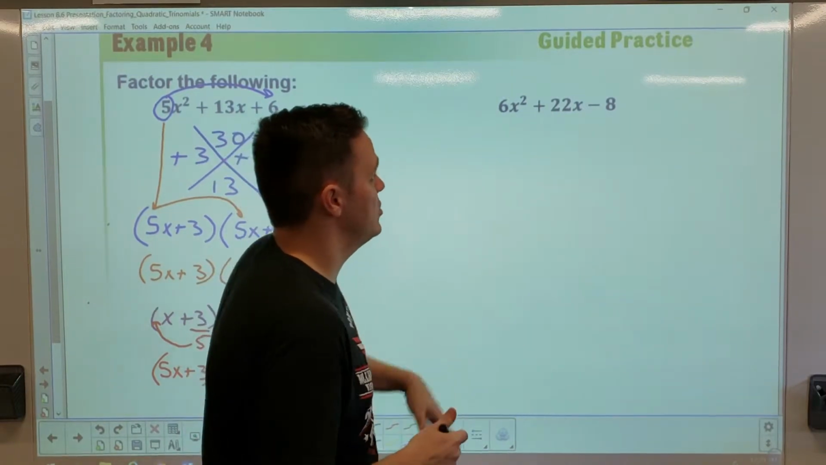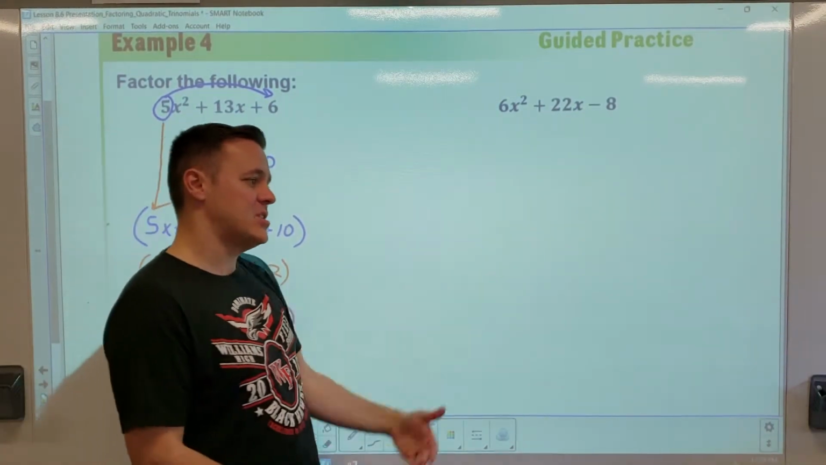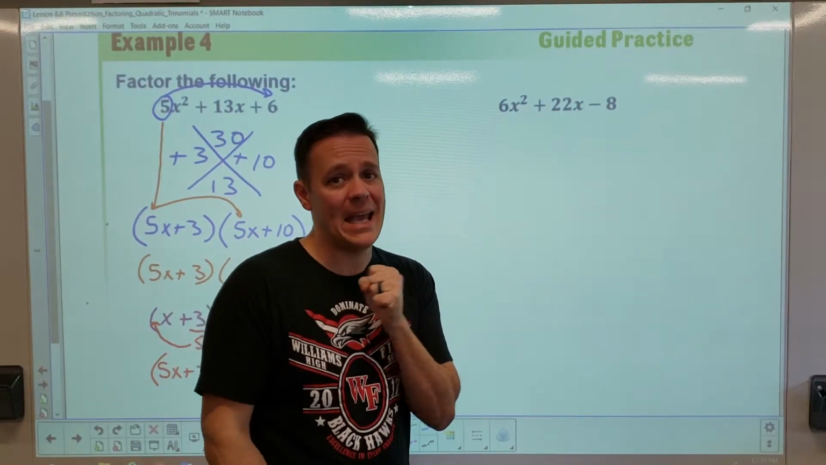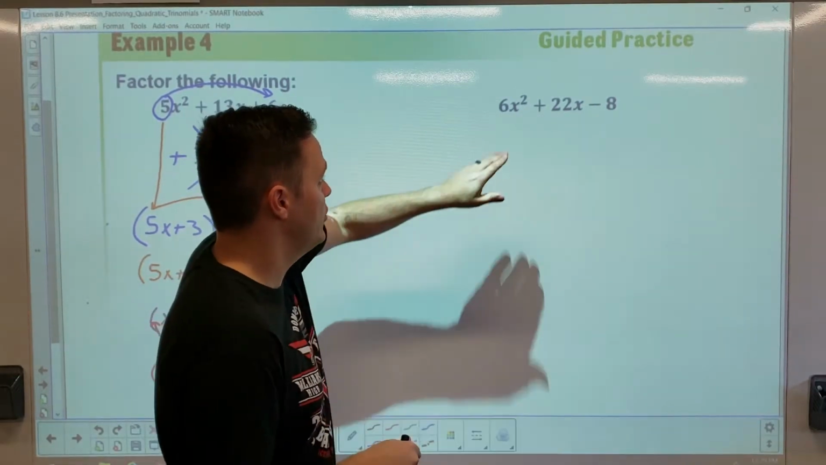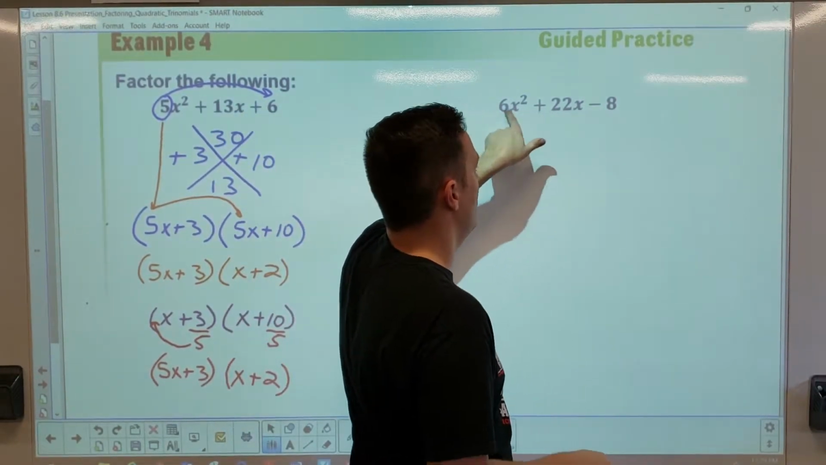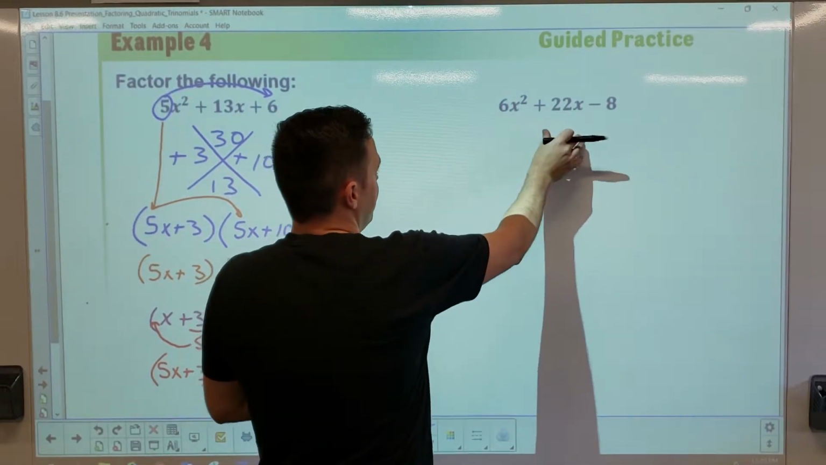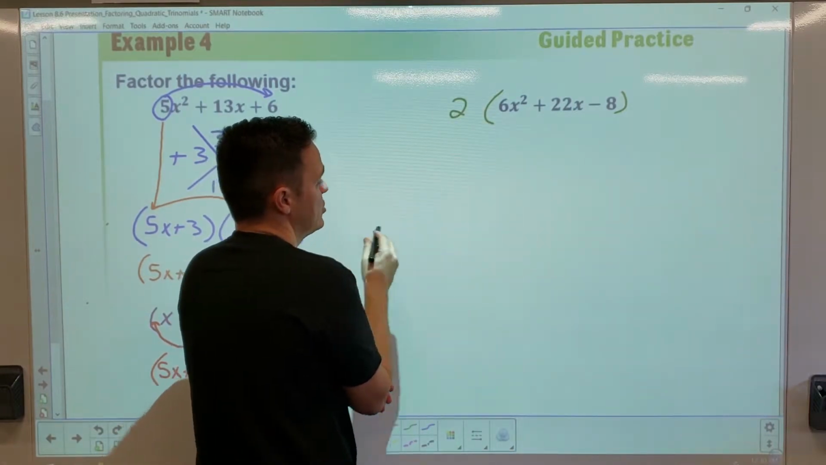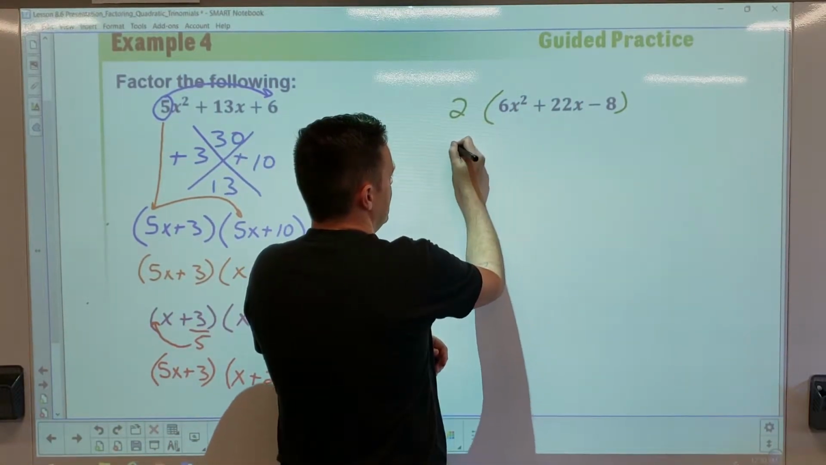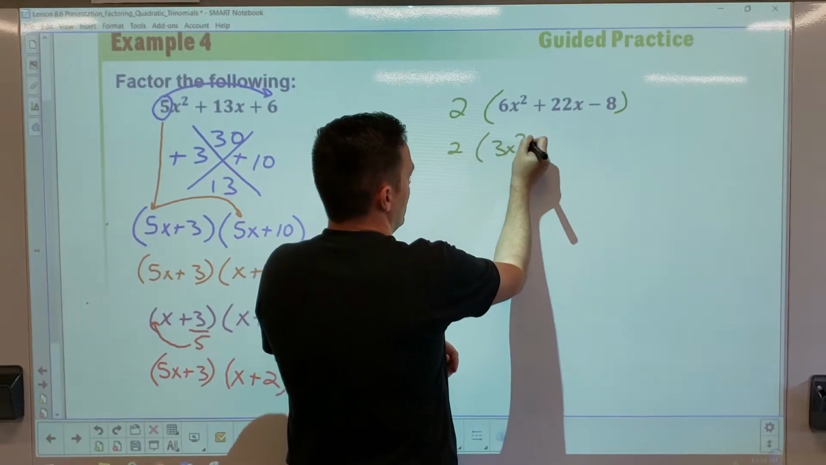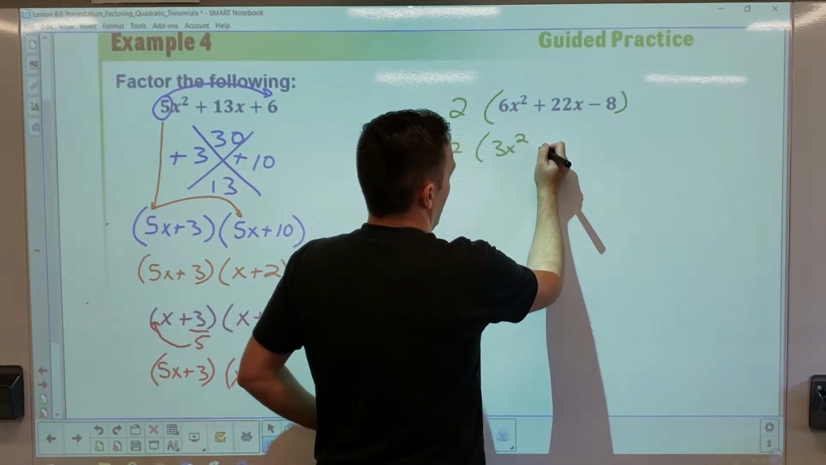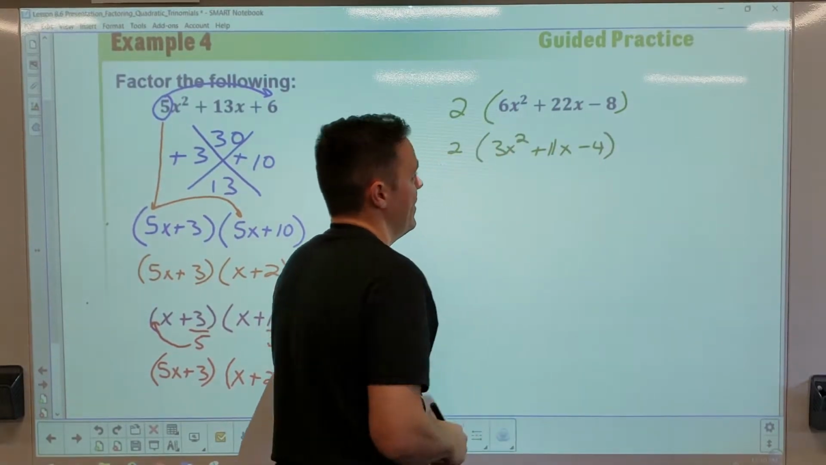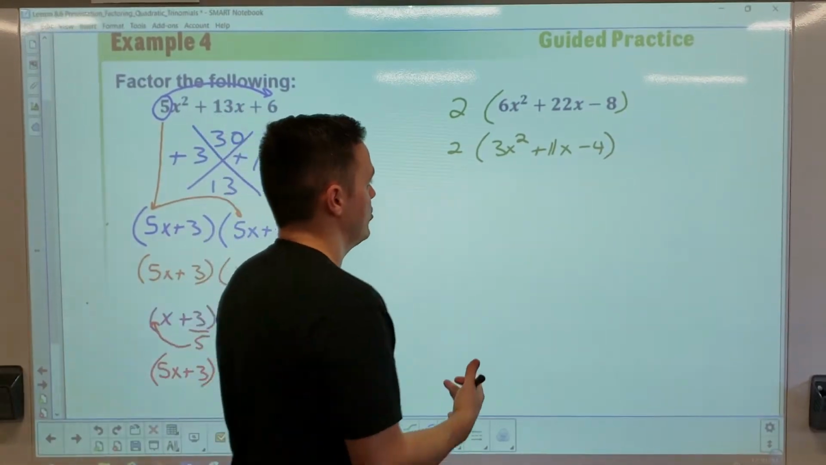So next thing I want to do is on this one right here, ladies and gentlemen, one thing I forgot to mention, which we hadn't run into until we got to this problem, is you have to make sure you can't factor anything out of these equations first. So if you look at all these numbers here, what kind of numbers are these? These are all even numbers. Can you factor anything out of here? We actually can factor the number 2 out of here. So if you did that, our equation would be 2 times 3x squared plus 11x minus 4. Now can we factor it? Yes.